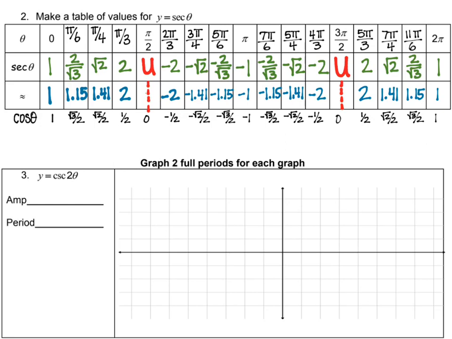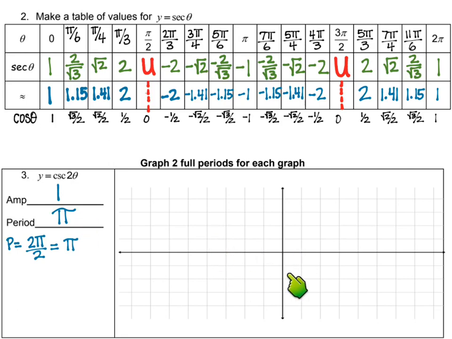Problem number 3 is to do another graphing problem. In this one, we're doing cosecant. To do cosecant, I'm going to be thinking about the graph of sine of 2 theta. So I'm answering these questions really thinking about sine of 2 theta. And the amplitude is 1. The period would be 2 pi divided by the frequency 2, which is pi. So I know that my period is pi and my amplitude is 1.